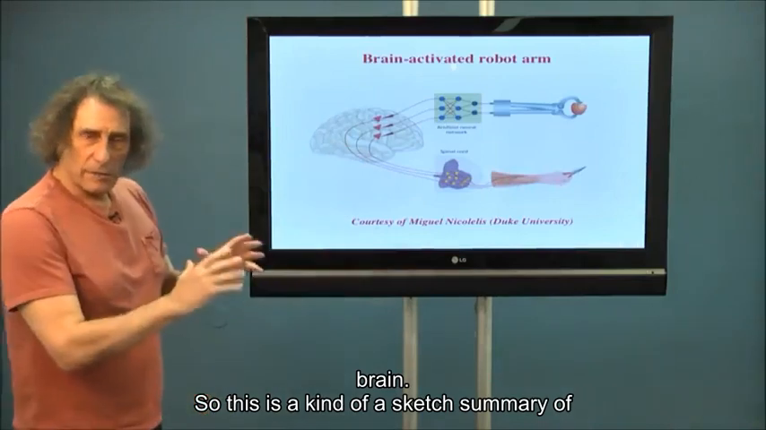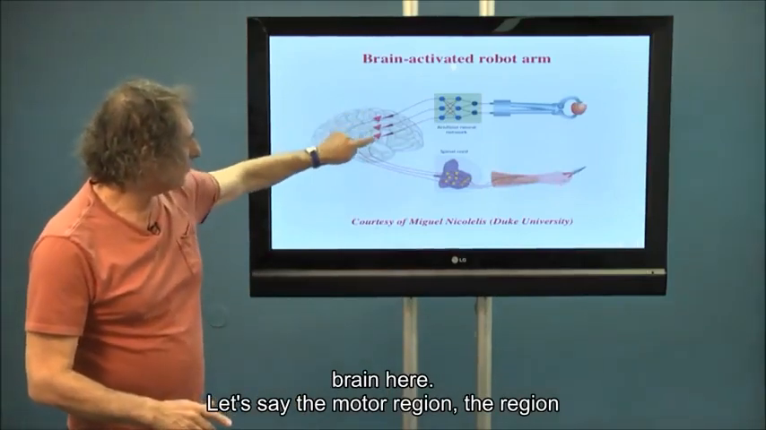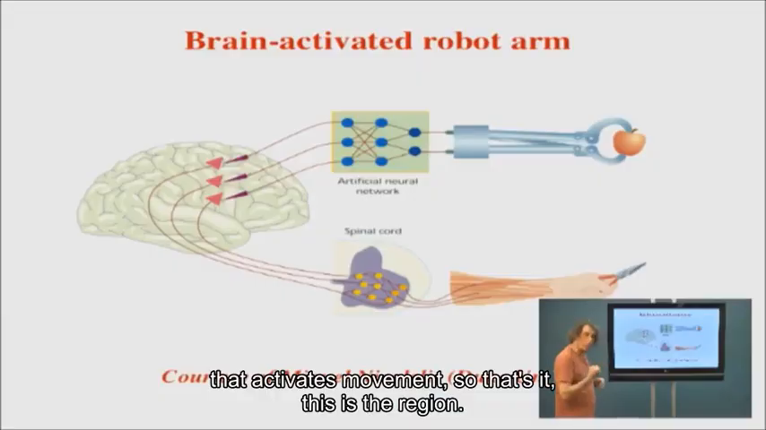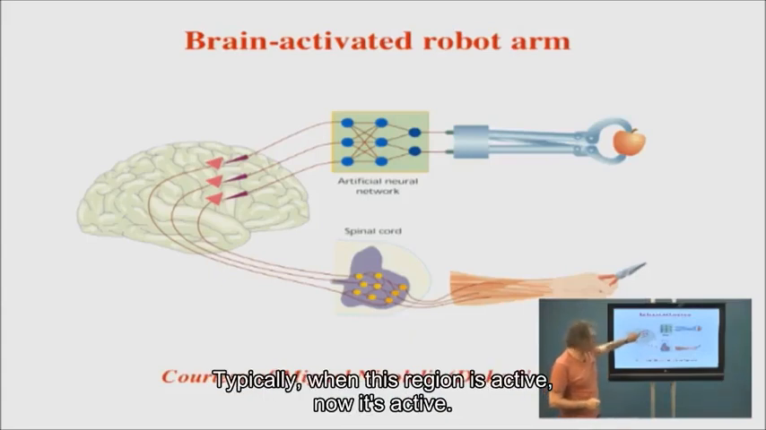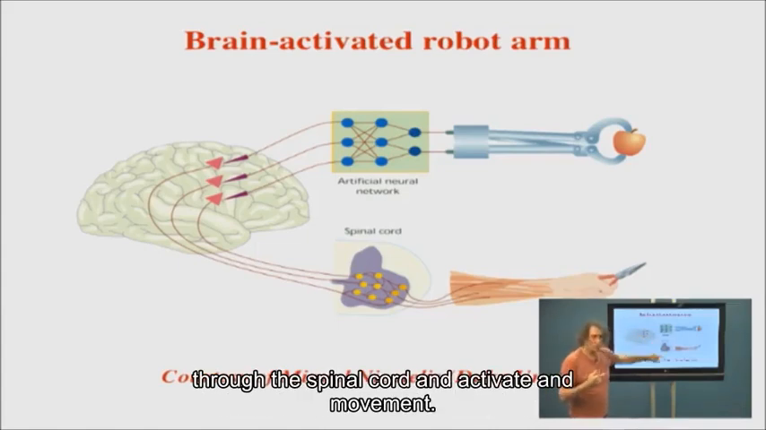So this is a kind of a sketch summary of what I said. There is a particular region in the brain here. Let's say the motor region, the region that activates movement. Typically when this region is active, it goes through my spinal cord. The fibers that go from this region go through the spinal cord and activate a movement.